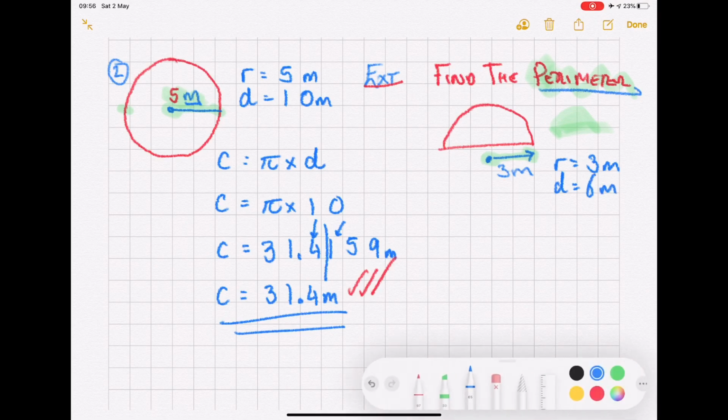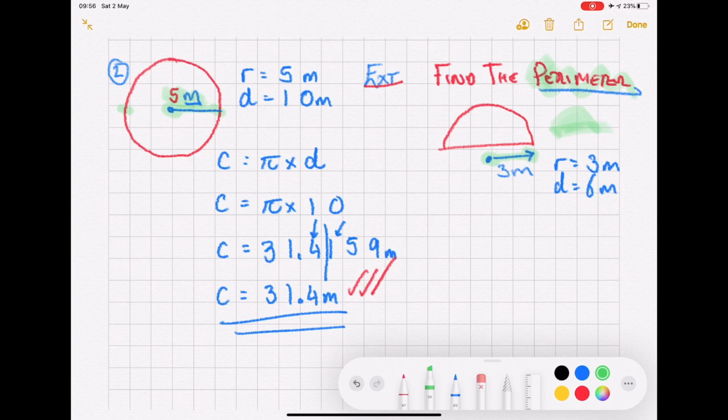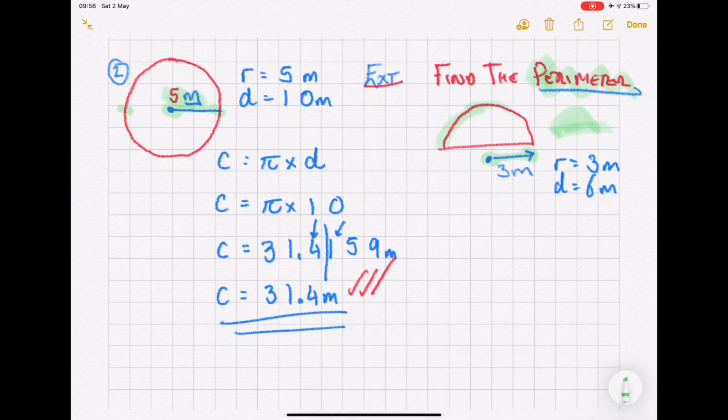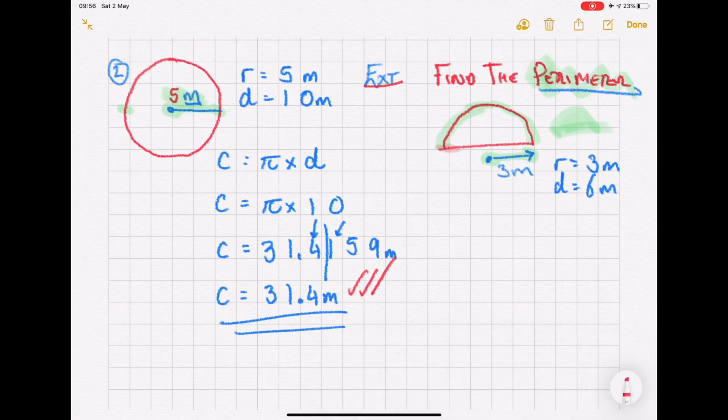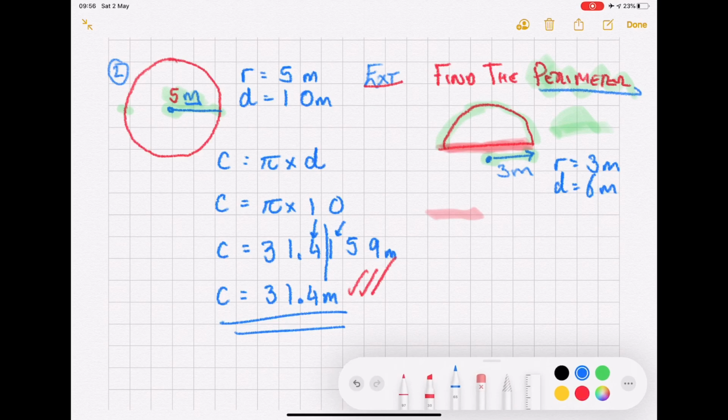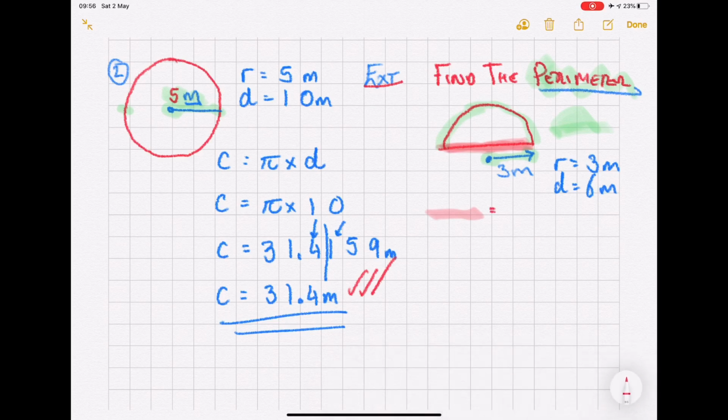So there's a couple of things we want to work out here. First of all, we want to work out the length of this outside edge. And then we also want to work out the length of that inside edge and then add them together to get the perimeter. Well, the length of that inside edge there, that red one, is going to be the diameter of the circle. So that inside edge equals 6 metres.